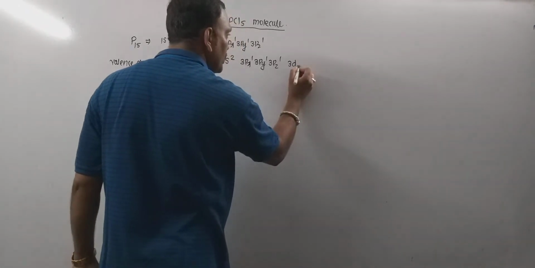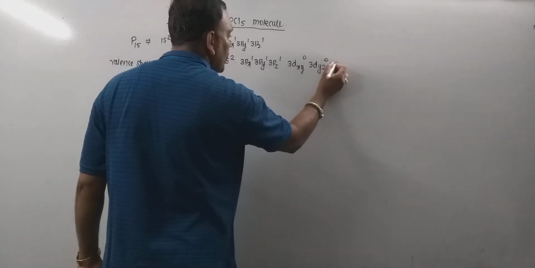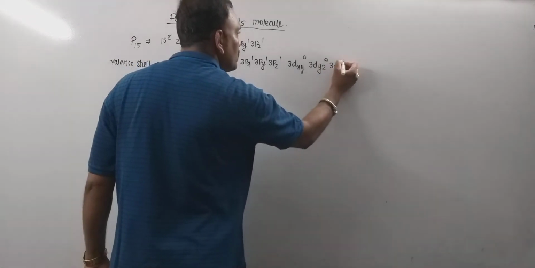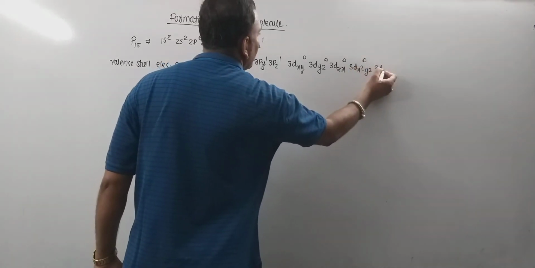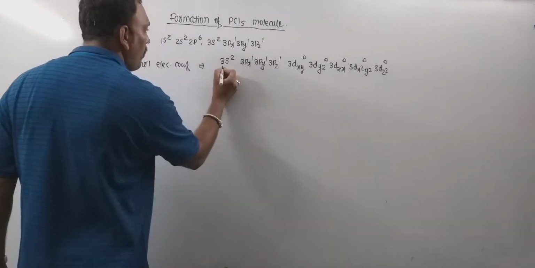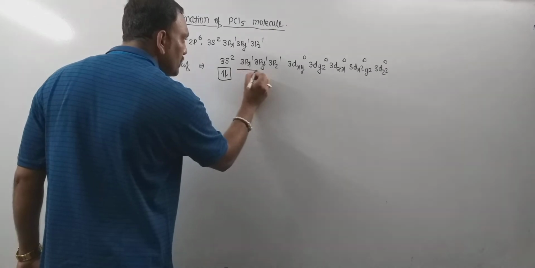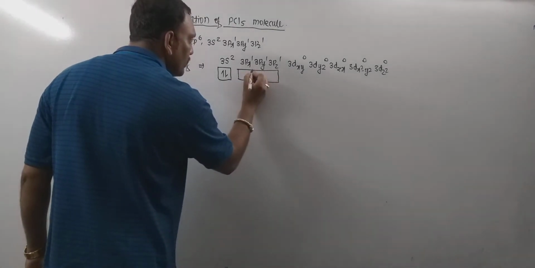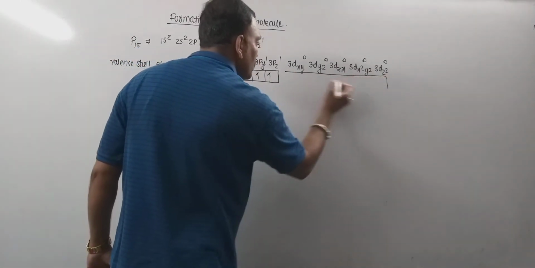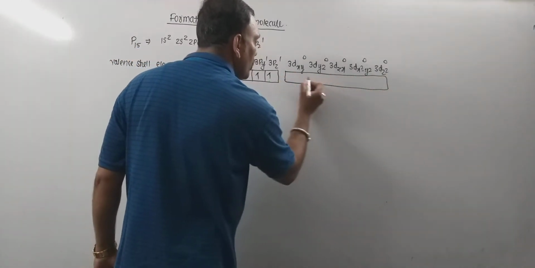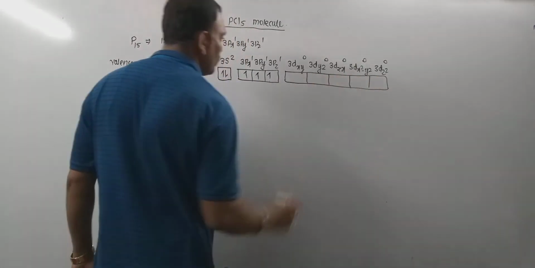So 3dxy 0, 3dyz 0, 3dzx 0, 3dx square minus y square 0 and 3dz square 0. Now a box diagram for this can be drawn in this manner. So this can be the box diagram for what? The electronic configuration of phosphorus in the ground state. So 3, 4, 5 like this.